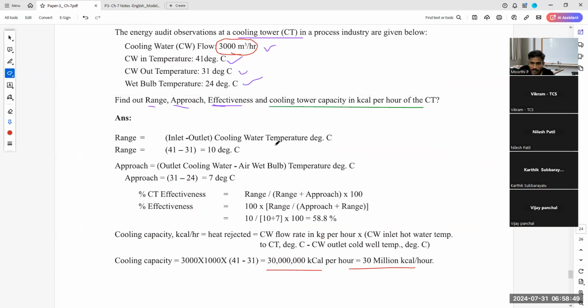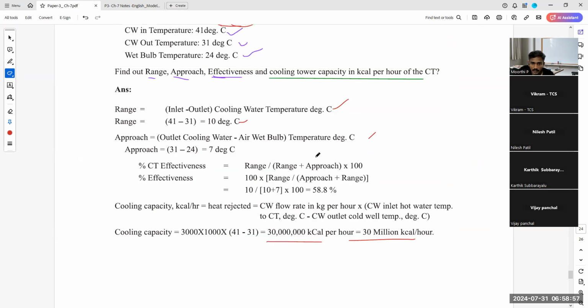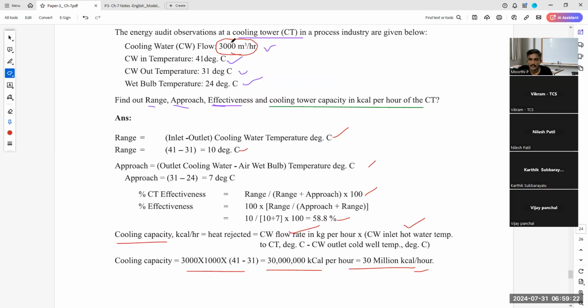This calculation understood? Simple one. Range, so 10 degree. The approach done. The effectiveness, okay, 58.8 percent. And the cooling tower capacity is the cooling water flow in kg per hour, very important, into the inlet hot temperature minus outlet temperature, giving about 30 million kcal. The 5 marks they will ask this one, simple one. Any doubt in this calculation?